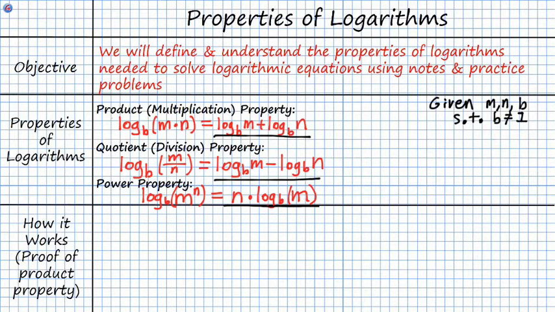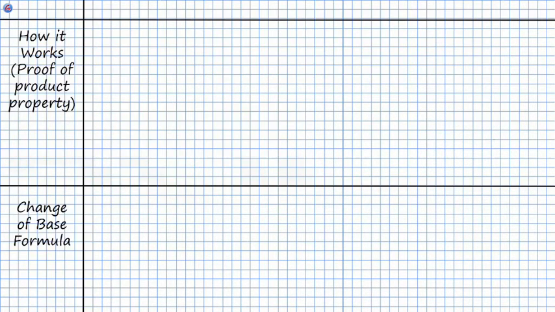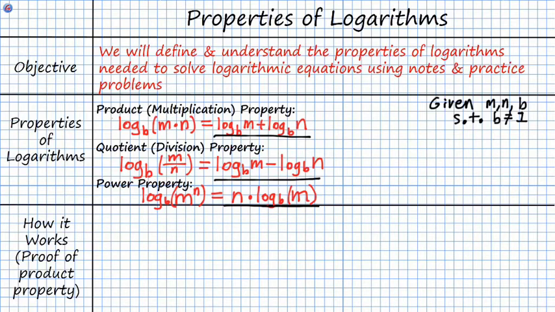So we're going to go through the proof of the product property. And before we get started on that, make sure that you note that this property only works for the same base. So this product rule, this quotient rule, and this power rule only work if you're working in a single base.